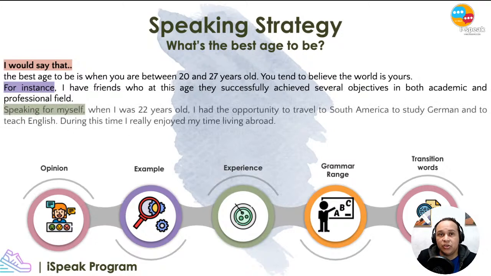So then I can obviously start with my experience. Instead of saying in my experience, I can say the other sentence. Speaking for myself, when I was 20 years old, I had the opportunity to travel to South America to study German and to teach English. During this time, I really enjoyed living abroad, which is true. I mean, that's my personal experience. And whenever you have a personal experience, it's even easier for you to develop this strategy.